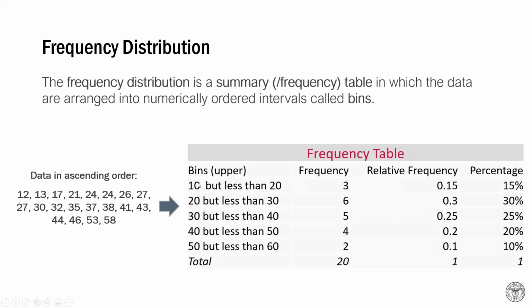So we count all these numbers into frequency, and we can just do the relative frequency computation to get this one. And they are almost identical, just in different styles for the percentage. So this is a frequency distribution table.